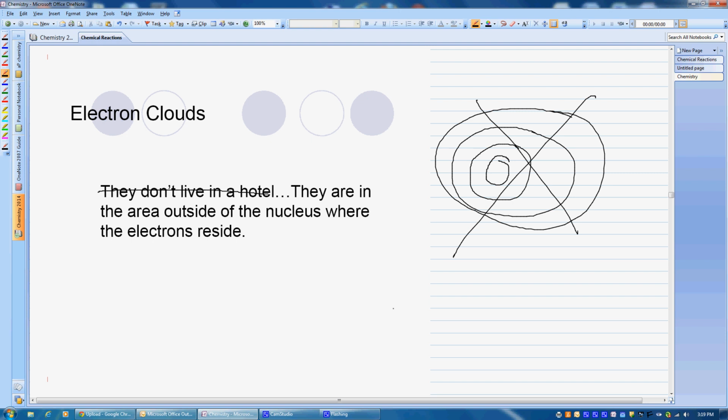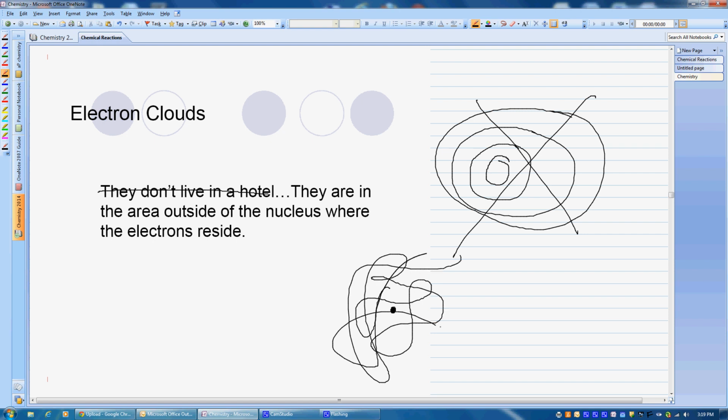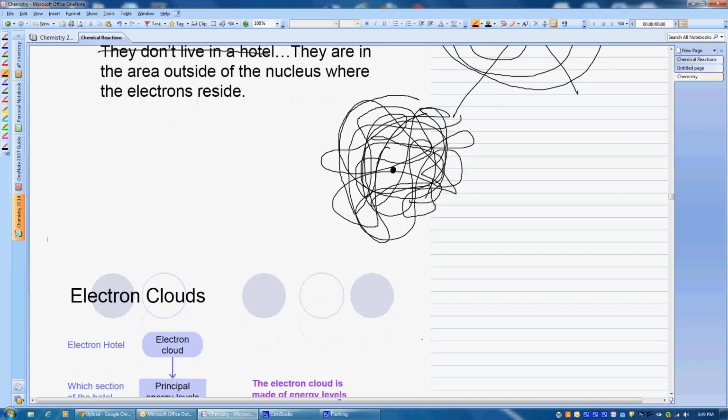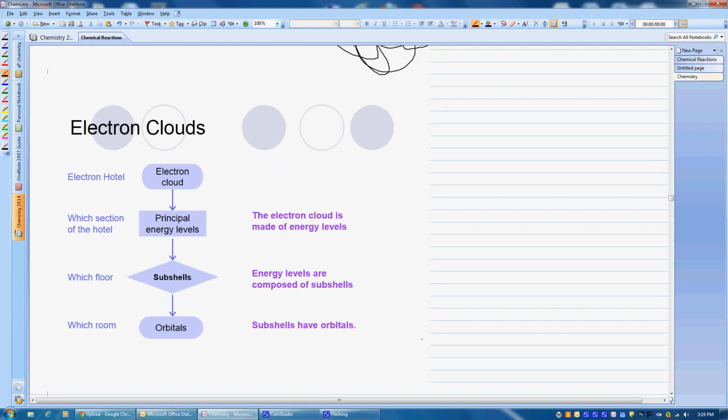We have a nucleus in the middle, and then we have electrons that can travel wherever they want, all over outside the nucleus, just like this. They don't have a path. They go wherever they want to go in this cloud. So we call this huge area out here the cloud of electrons, and that's how we want to look at the atomic model. So we have that electron cloud.